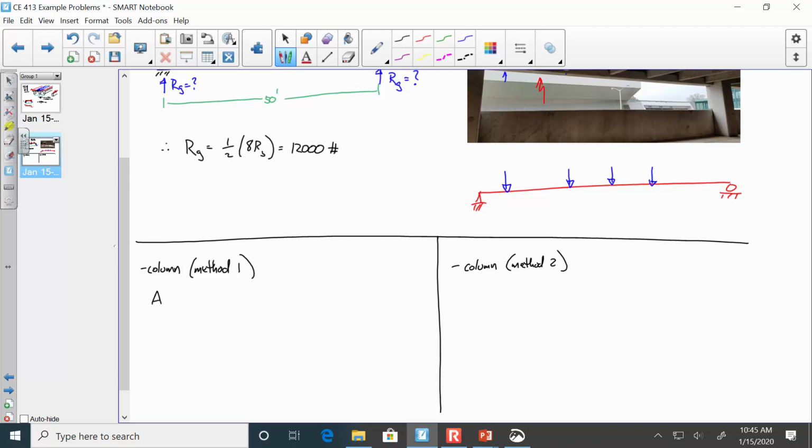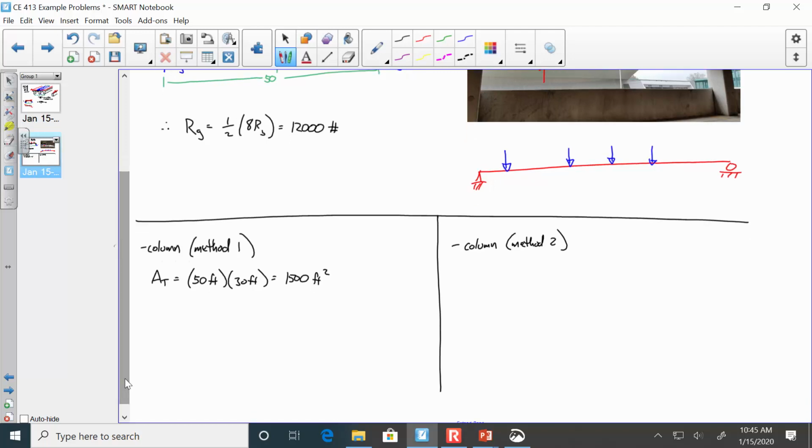So method 1, the tributary area you're saying is 50 foot wide, 30 foot tall. What's 50 times 30? 1,500. So what was the pressure load on the floor system? 20 pounds per square foot. So 20 pounds per square foot over an area of 1,500 square foot is what? 20 times 1,500 is what, 30,000? So 30,000 pounds, or what? 30 kips?